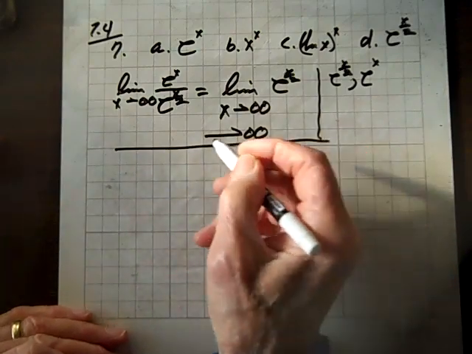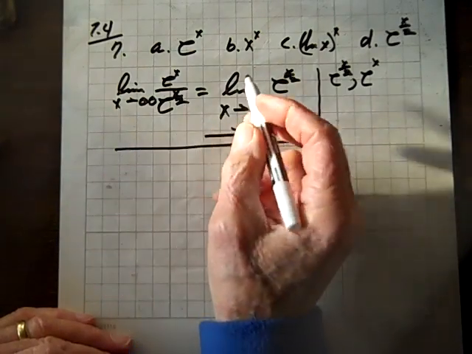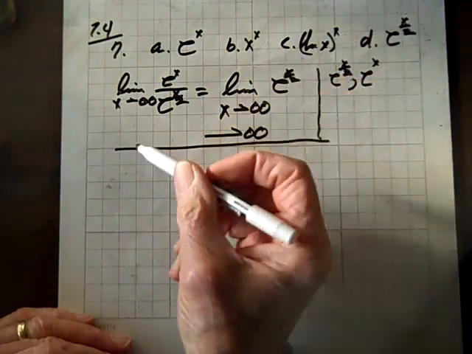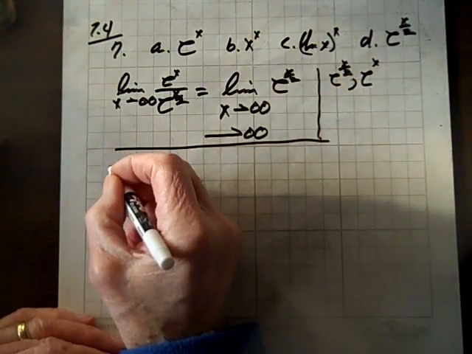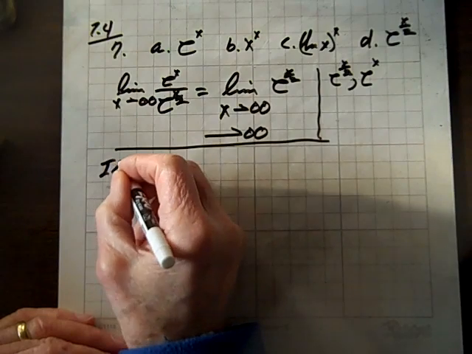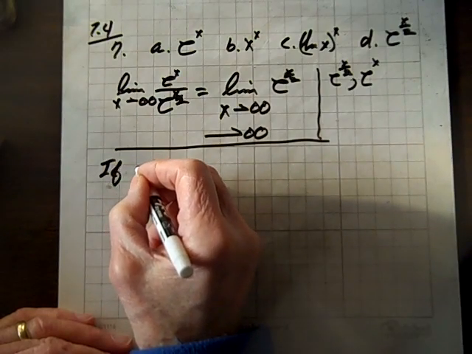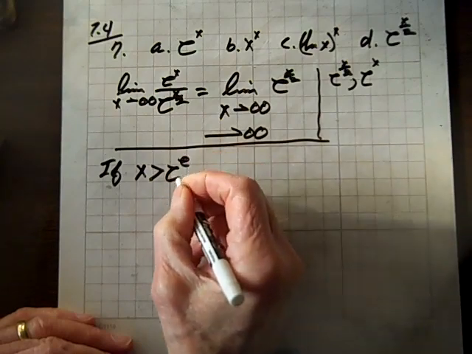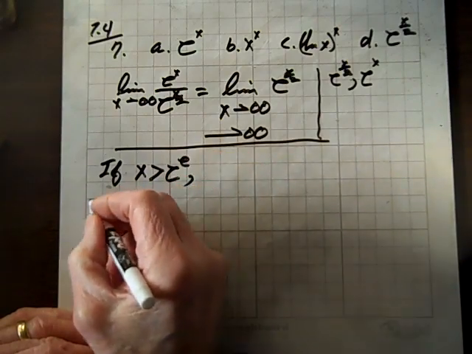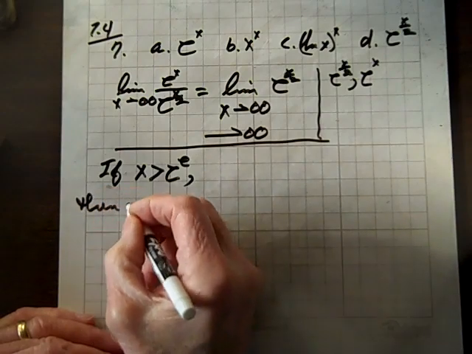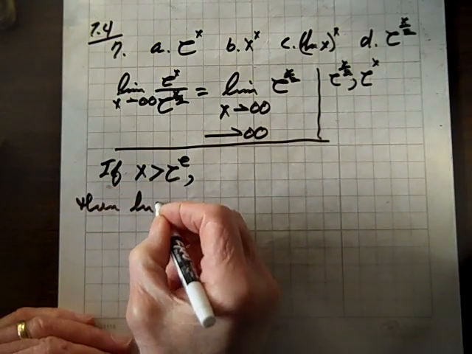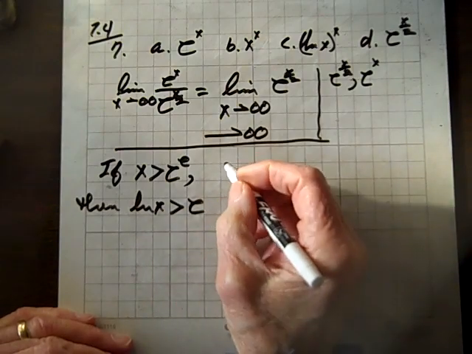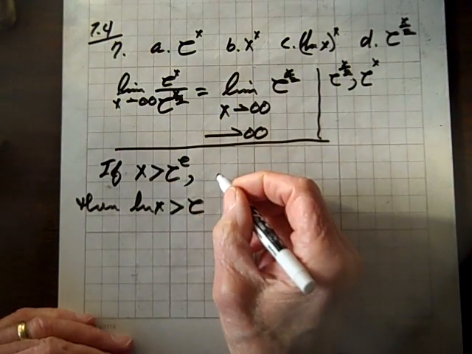Now, let's consider e to the x and ln of x raised to the x power. And we know this, if x is greater than e to the e power, then ln of x is greater than e, taking the natural log of both sides.